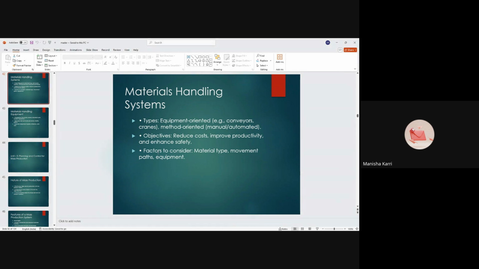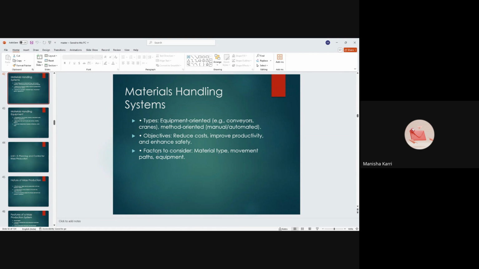Okay, dear students, so equipment-oriented systems are the machines. We use machines to move the materials more efficiently and reduce the manual labor. Automatically, it will lead to a reduction in the cost of labor. Coming to the second one, which is method-oriented systems. Some examples you can see in the PPT: manual handling, meaning using workers, or automated systems like robots. All these are better examples for method-oriented systems.